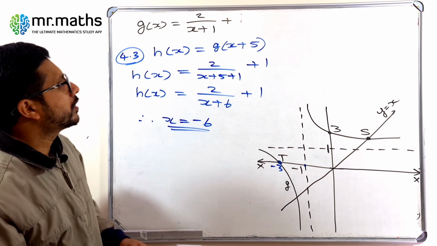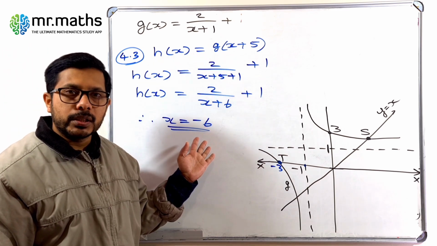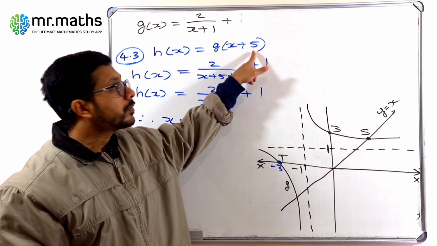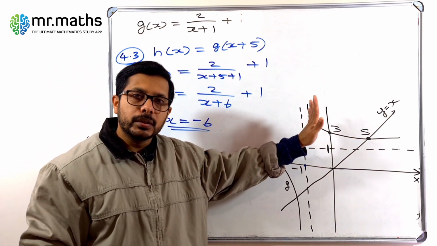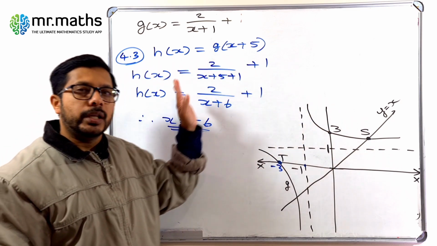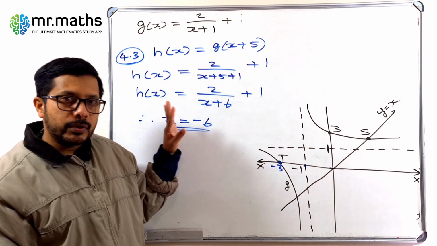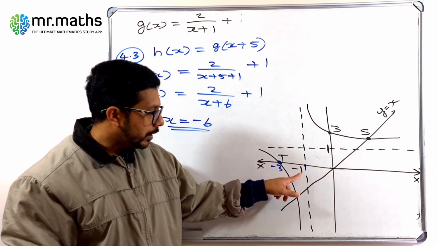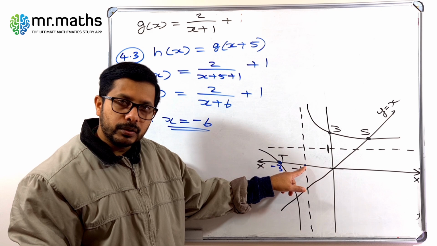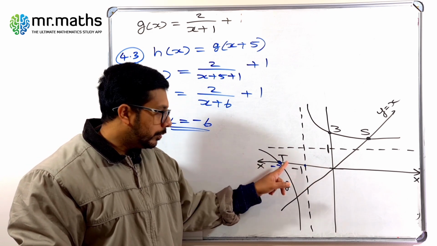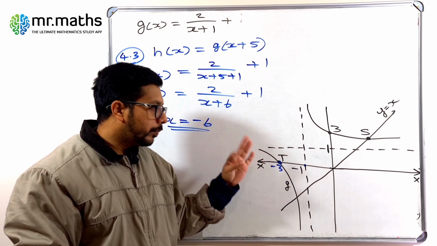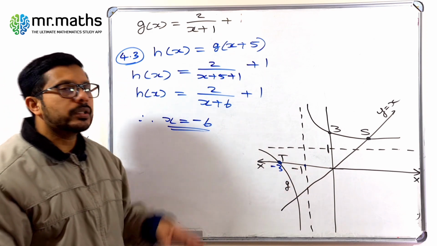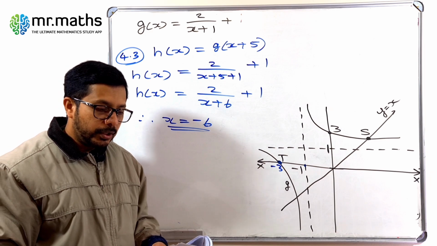It is not compulsory that you write all these steps. From here itself you can understand. Plus 5 means the entire graph is shifted 5 units to the left, so the asymptote is also going to shift 5 units to the left. Now the asymptote is at minus 1. So 5 units to the left means minus 2, minus 3, minus 4, minus 5, minus 6. Can you see that? You can just write x is equal to minus 6. You will get the answer. How many marks? Only 1 mark.